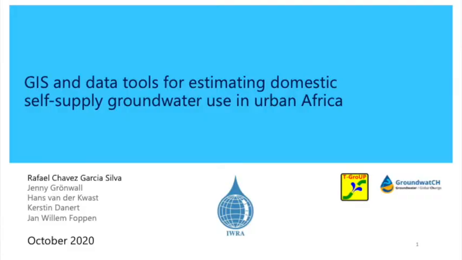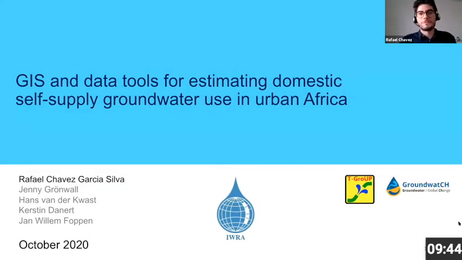We will move further. Now we have Rafael, and he's going to tell us about the use of GIS and remote sensing for acquiring information on groundwater use in Africa, if I remember correctly, because I read not only his paper but also his thesis. Rafa, the floor is yours. Thank you very much, Neno, for that very nice presentation. Just to tell the subject, I'm going to talk about GIS and data tools for estimating domestic self-supply groundwater use in urban Africa.